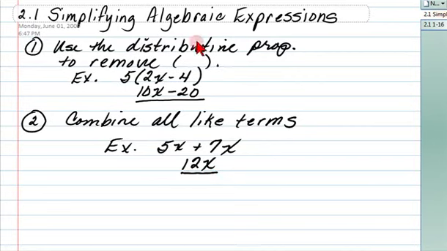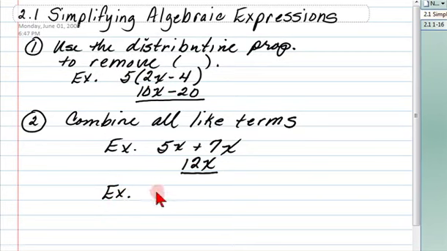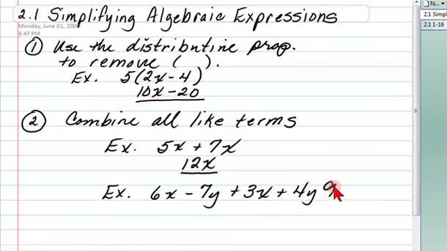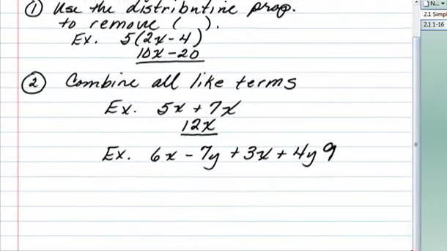So sometimes to simplify, I use the distributive property, up here in example 1. Sometimes to simplify, I simply combine like terms. Let's do one more of the combining like terms, and then we're going to put the two steps together. Suppose I have 6x minus 7y plus 3x plus 4y plus 9. Do I have any like terms that I can combine there? Right. The 6x and the 3x are like terms. They're both positive. Add them up for 9x.